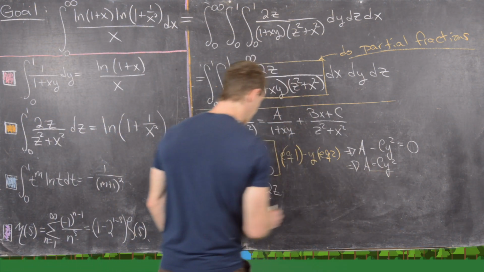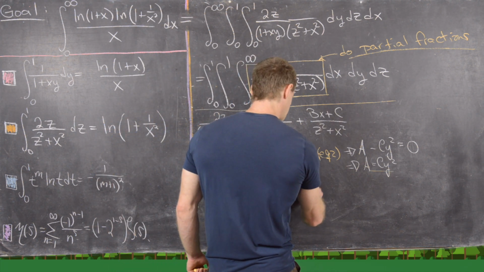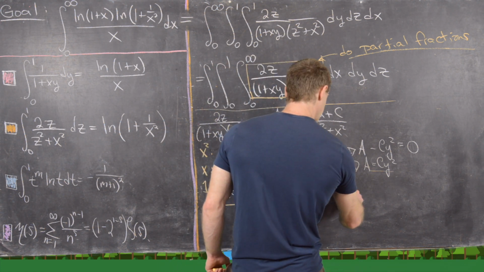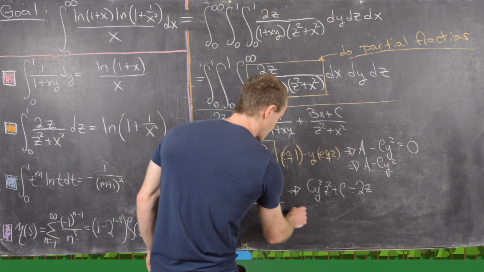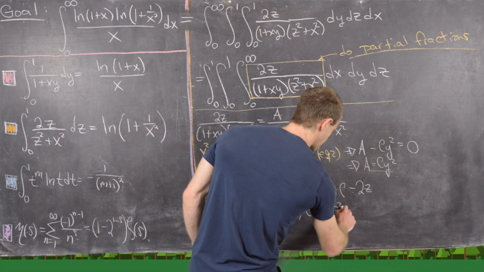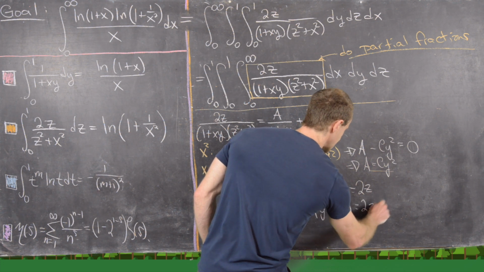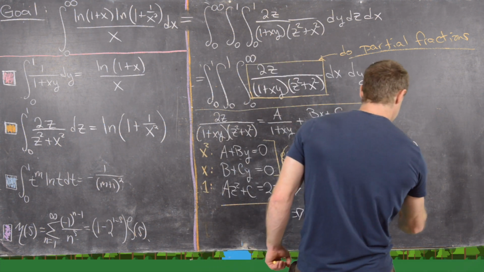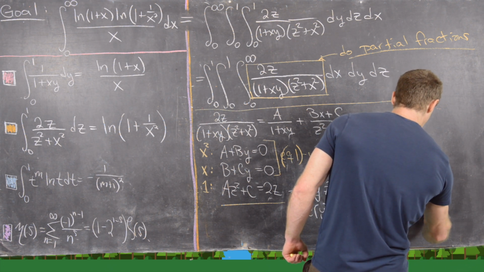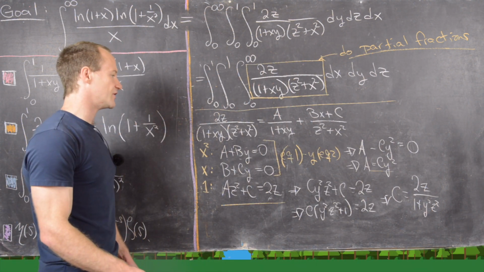So let's go ahead and plug this into this equation, and that is going to give us cy squared z squared plus c equals 2z, but we can factor a c out of this, and we get c times (y squared z squared plus 1) equals 2z. In other words, we have c equals 2z over (1 plus y squared z squared). Great, so we have that value for c.